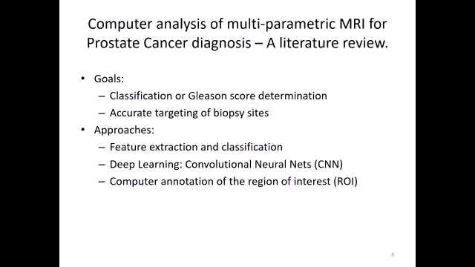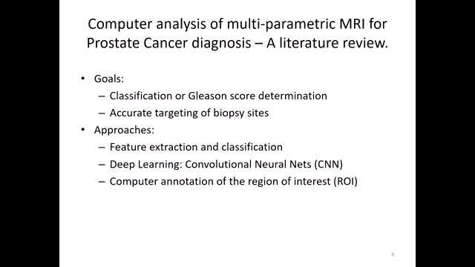The second goal is accurate targeting of biopsy sites. So that's better differentiation of what is malignant and what you should go and look at, to reduce over-biopsy of areas that are benign and should not have been biopsied in the first place.